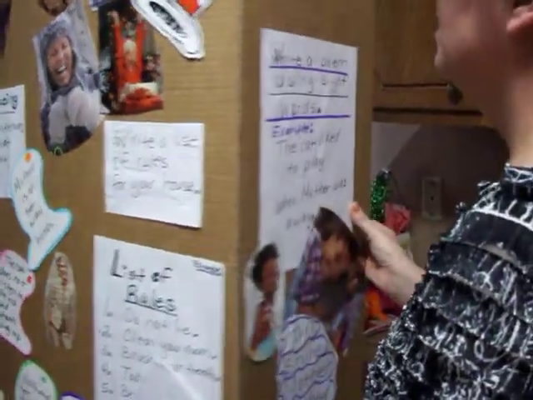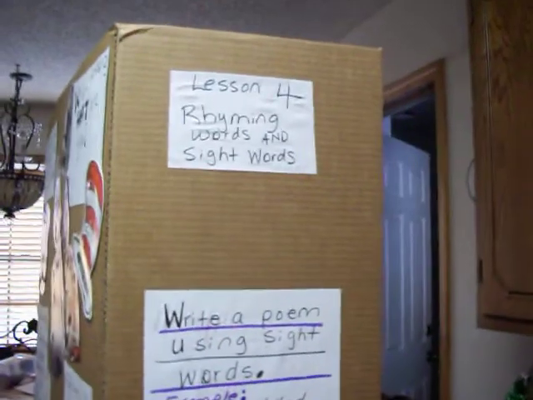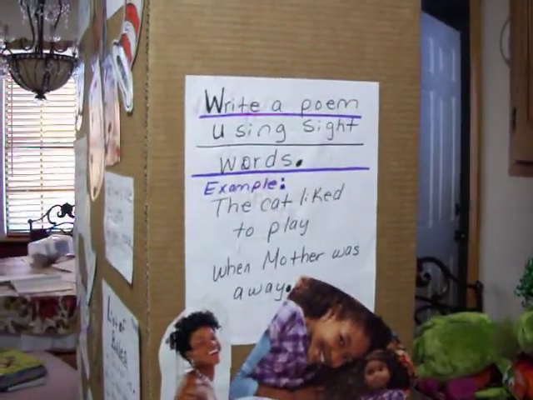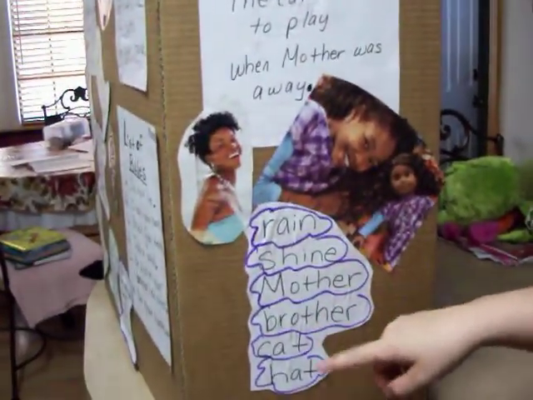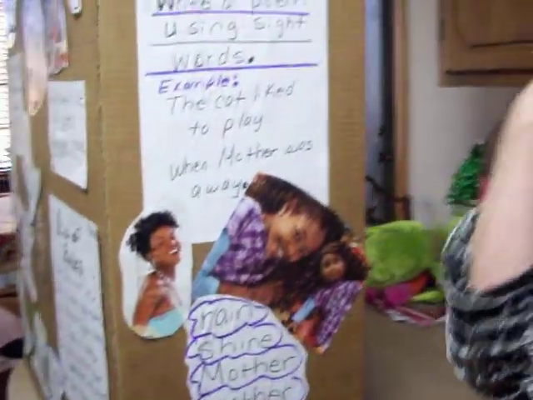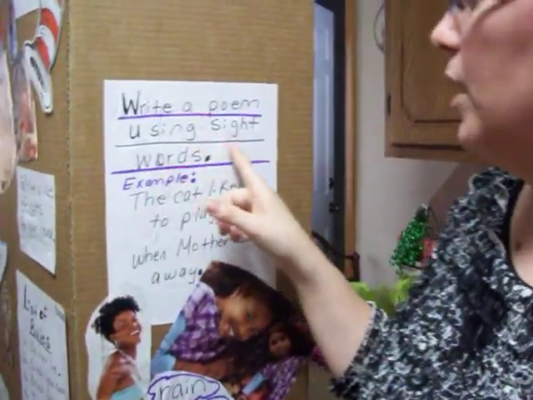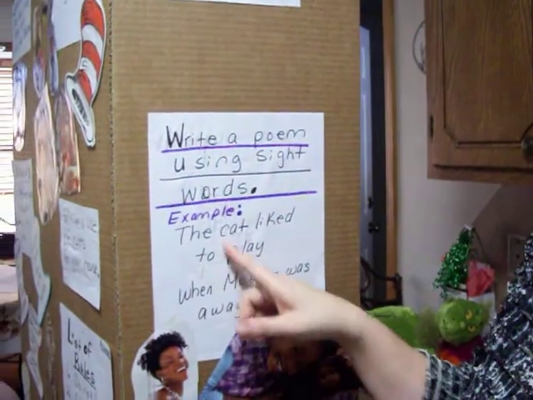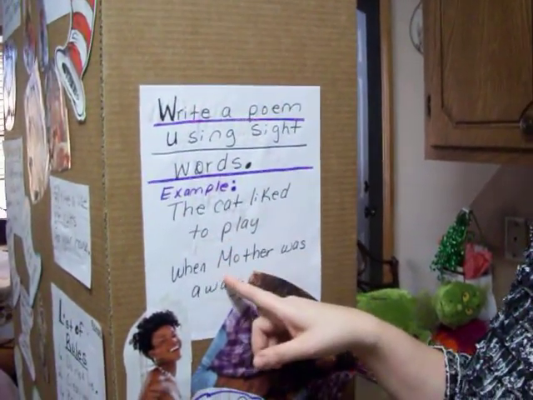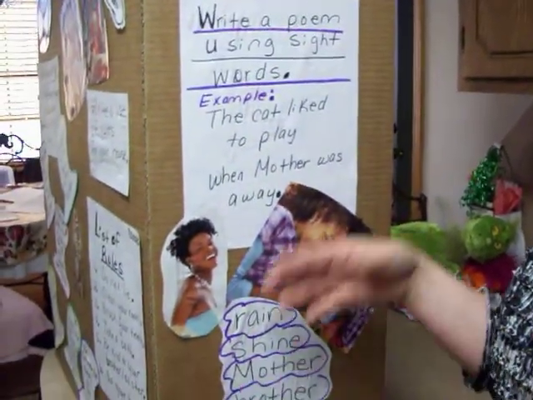Okay, now the last lesson, or lesson 4, will be rhyming words and sight words, and these are words that we had on the front, like rain, shine, mother, brother, and they would look at these, and then we were going to write a poem using the sight words, and I would put an example: the cat liked to play when mother was away, stuff like this.